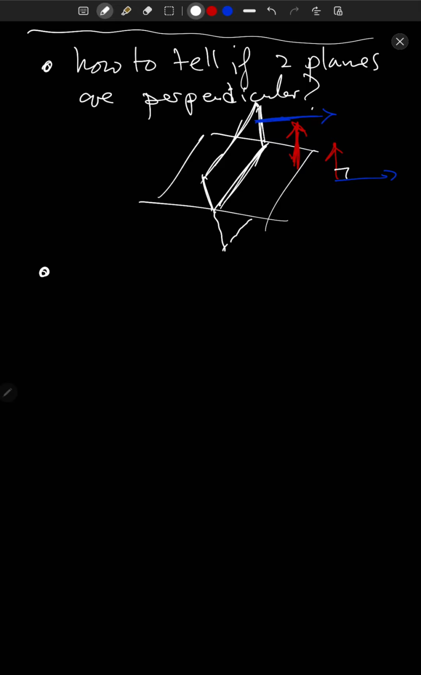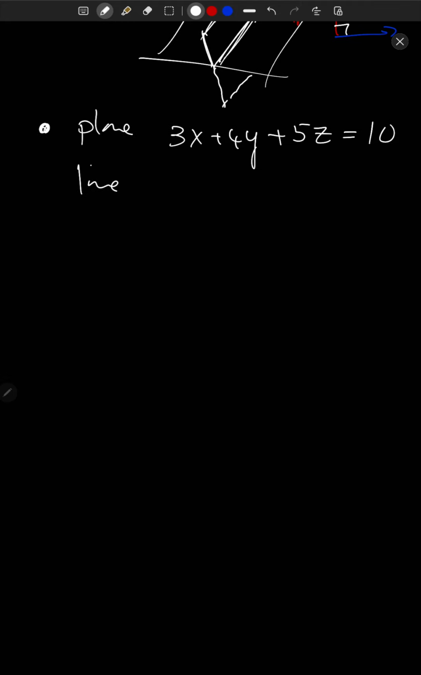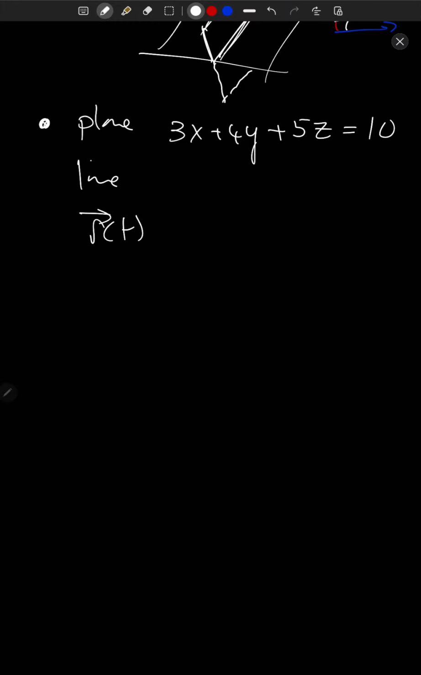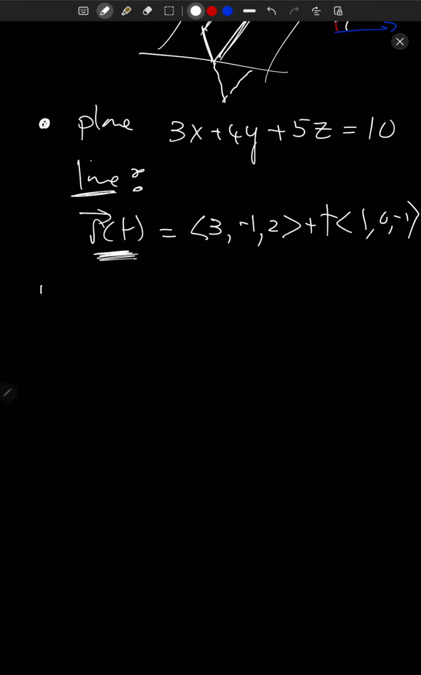What about this? I have a plane, 3x plus 4y plus 5z equals 10. I have a line, r of t. Again, I'm trying to use the vector notation as much as possible, just because we'll be doing something very similar next week. Let's say r of t equals 3 plus, minus 1, comma 2, plus t times 1, 0, minus 1, right? So I have a plane and a line. Where do they intersect?